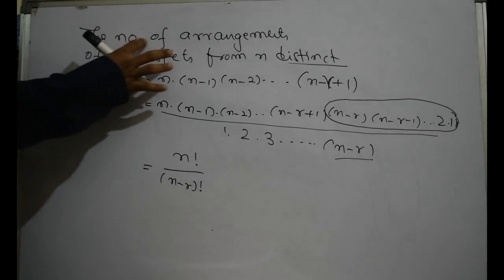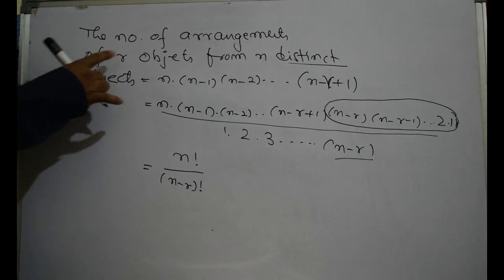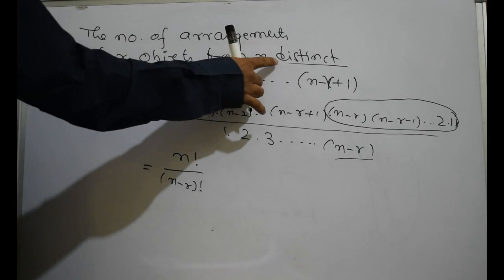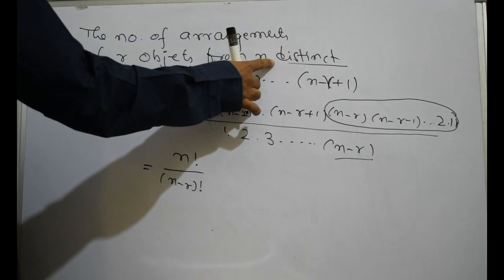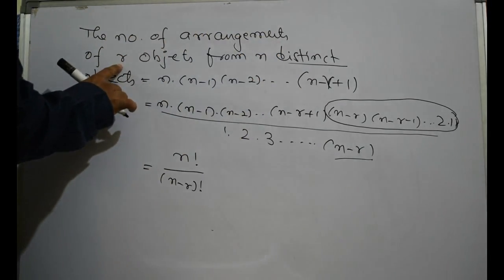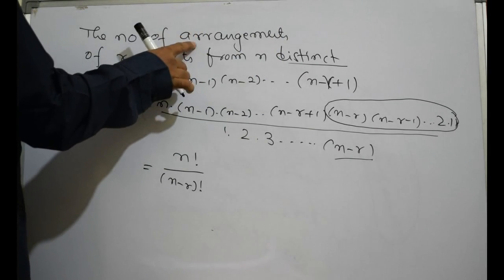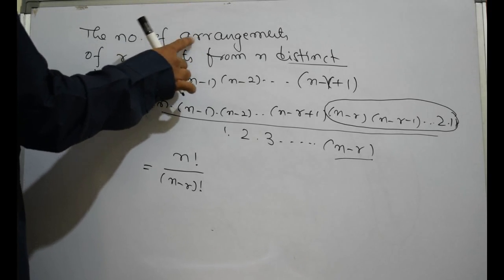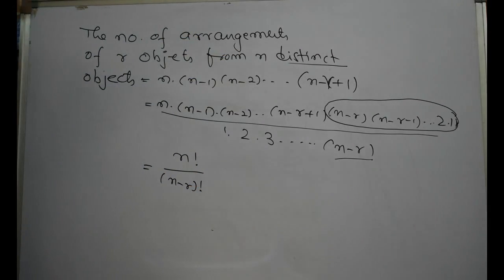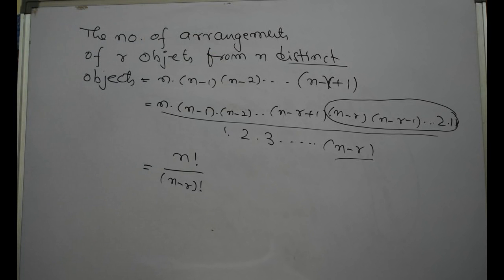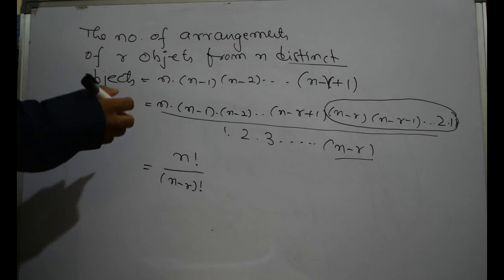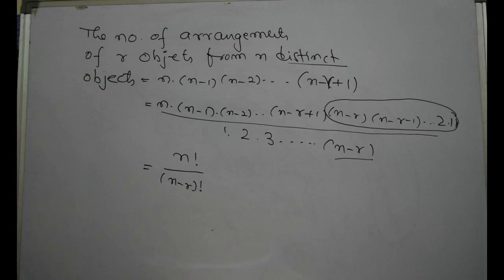The number of arrangements when you take r objects and the available objects are n distinct objects, you want to arrange r objects. In that case, how many arrangements or permutations are possible? This is the result: n factorial by n minus r factorial. Now you see, I'll give a standard notation for n factorial by n minus r factorial.